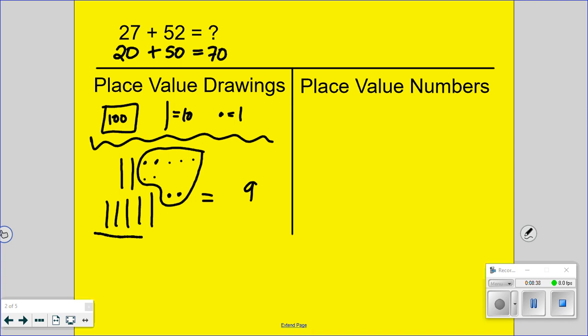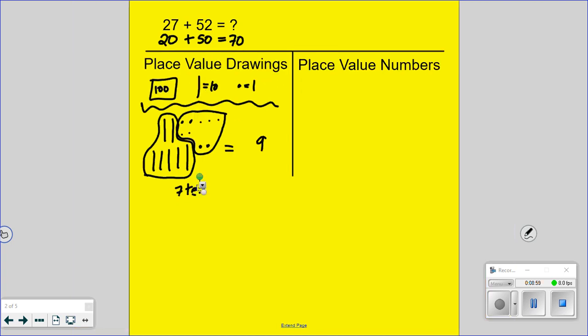Then circle all of the tens. How many tens are there? 70. Not 70. Seven tens. But Addison, we know 7 tens is the same value as 70. So yes, now we have 70. So we know that we've got 7 tens. 7 tens is worth 70. So far, so good. We're good with this.